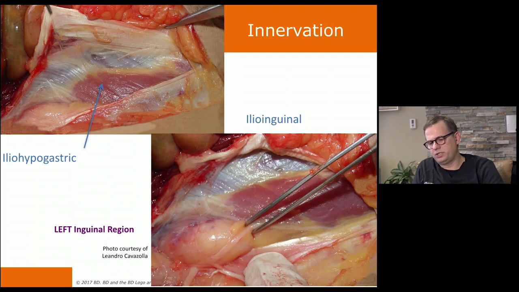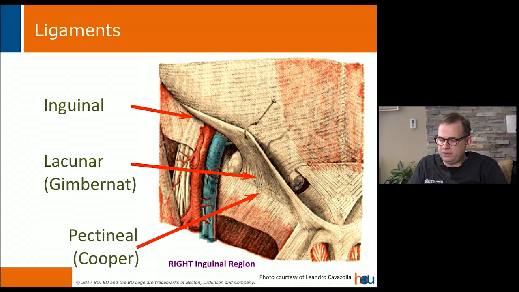Ligaments. We have a lot of ligaments in this region. The most famous one is the inguinal ligament. This is just a fold of the external oblique. We have Cooper's ligament, or the pectineal ligament, that is on top of the pubis. And we have the lacunar or Gimbernat ligament that is a connection between those two. This lacunar ligament is important when we do femoral repairs.